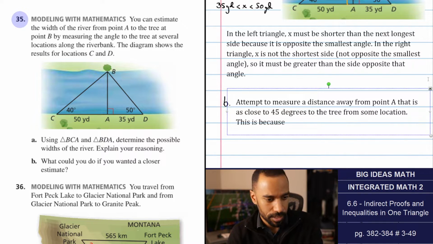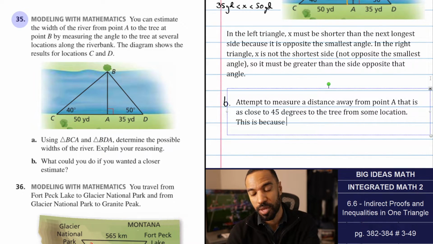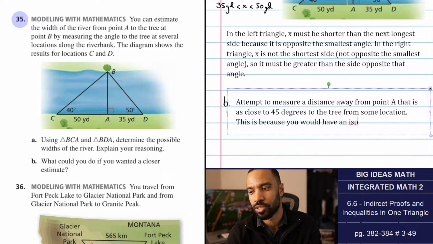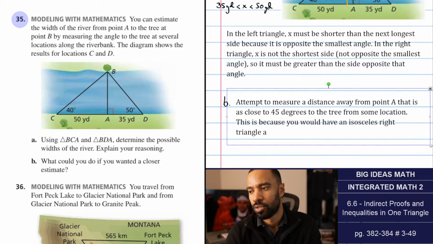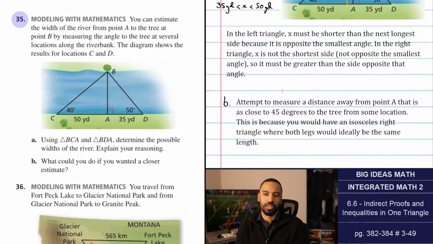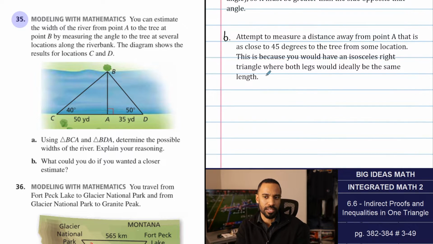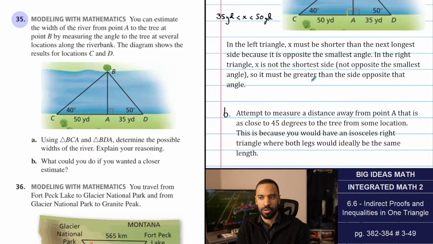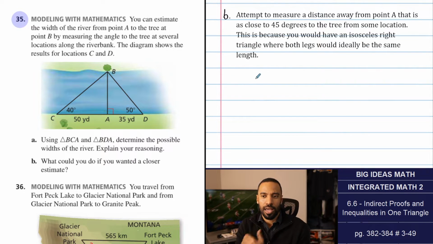This is because, they didn't ask me to explain, but this is because you'd get an isosceles right triangle, where both legs would ideally be the same length. So yeah, as close as you can get to 45 degrees. The closer you can get to 45 degrees, the better. Right? Can you get exactly? I don't know. But the closer you can get to 45 degrees, the better on that one. Okay, let's go to number 36.